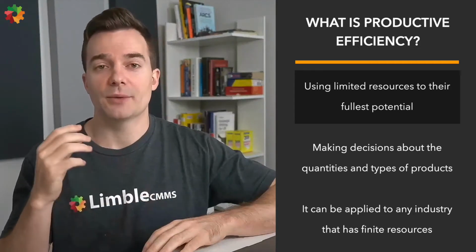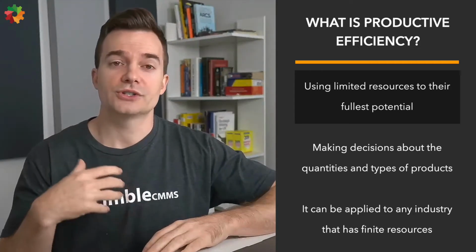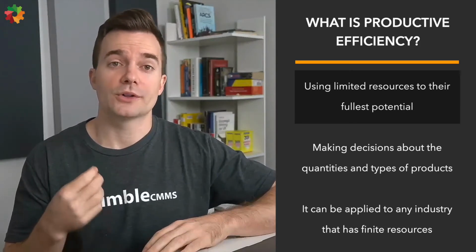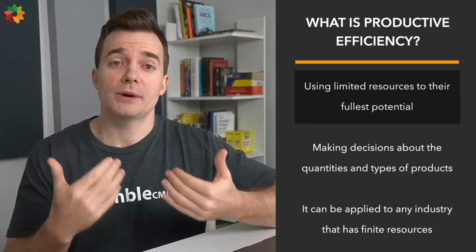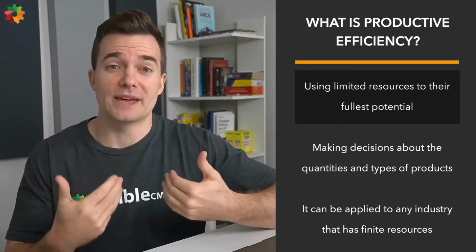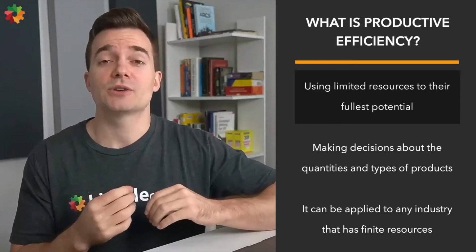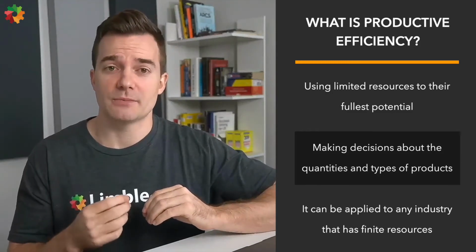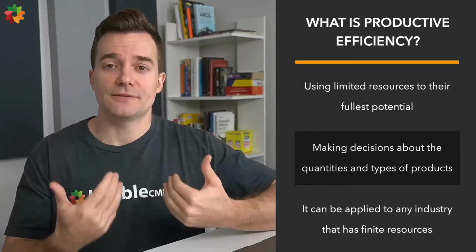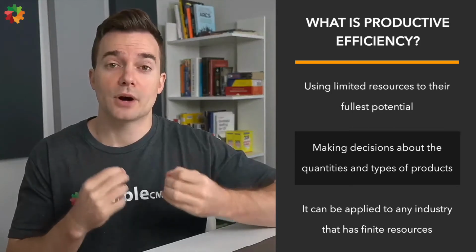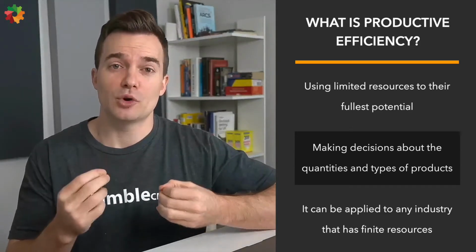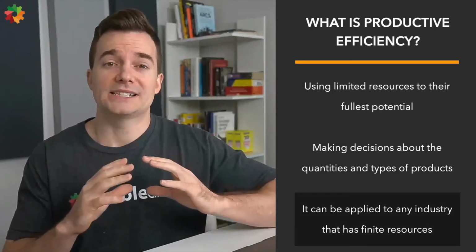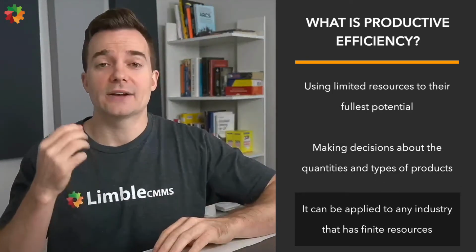Just like other economic efficiency measures, resources are central to the idea of PE. They are limited. In your company or in the world, really, there is only so much material, energy, labor, equipment, capital, and technology. And these limited resources force us to make decisions about the quantities and types of products we make. The goal is to use our inputs efficiently so we can create products that best meet the needs of the people who eventually end up using them. So productive efficiency metrics can be applied to any industry that has finite resources.